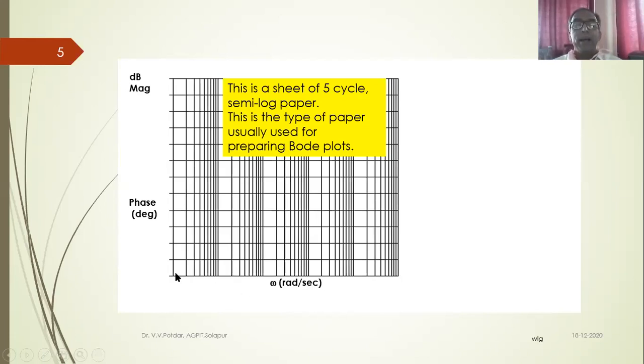Had it been a regular scale, the graph would have been very clumsy, isn't it? Now by using this logarithmic scale, I am making my graph more meaningful and I am reducing the scale, right? So this is the semi-log paper.